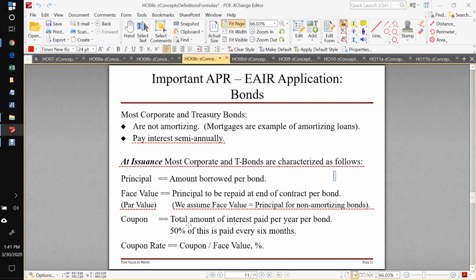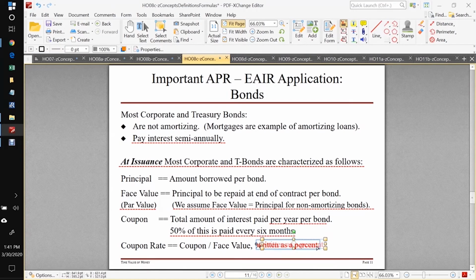And the coupon is the total amount of interest paid per year per bond. And we've got to remember that 50% of this is paid every 6 months. So we can get from the coupon a coupon rate, which is the coupon divided by the face value. That's going to be written as a percent.